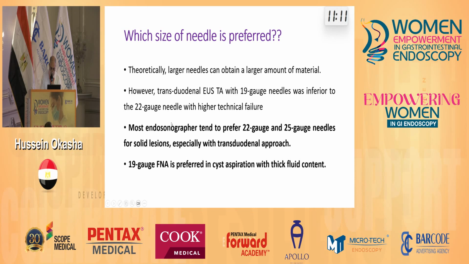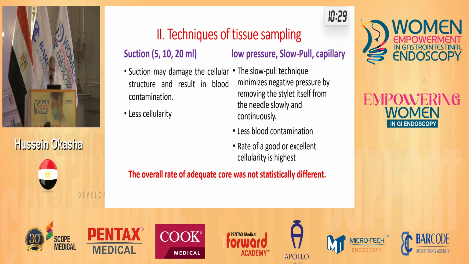What is the size of the needle preferred? Theoretically, larger needles can obtain a larger amount of material. However, transduodenal EUS tissue acquisition with 19G needles was inferior to the 22G needle with higher technical failure, of course, because the echo endoscope is markedly bent in the second part, so it may hinder the passage of the 19G needle. Most endosonographers tend to prefer 22G and 25G needles for solid masses, especially with the transduodenal approach. 19G FNA is preferred in cyst aspiration with thick fluid content.